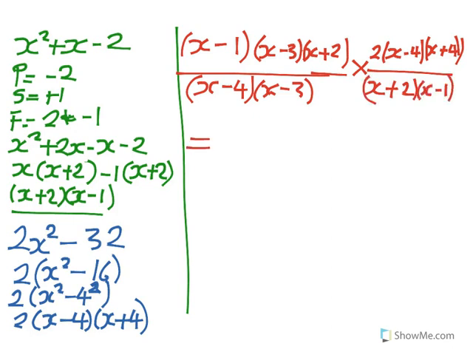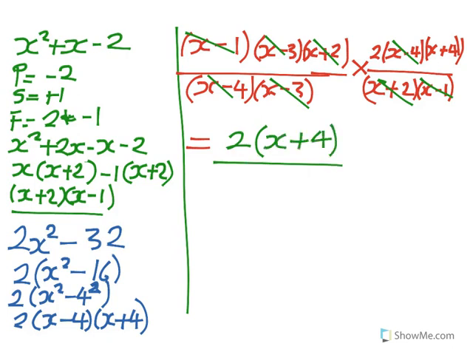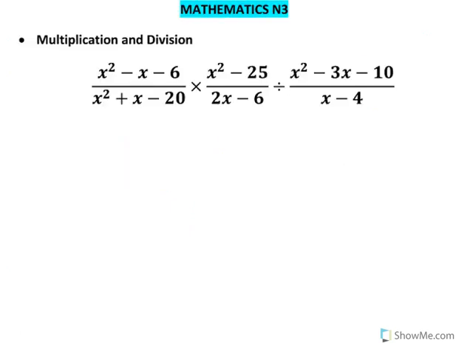If you continue with that method, start cancelling with a different pen. X minus 1 down there, x plus 2 cancelling x plus 2, x minus 4 cancelling x minus 4, x minus 3 cancelling x minus 3 at the top. So in actual fact, everything cancelled except 2x plus 4. That is the answer. You can cross-check it again, but this is the way of approaching this.